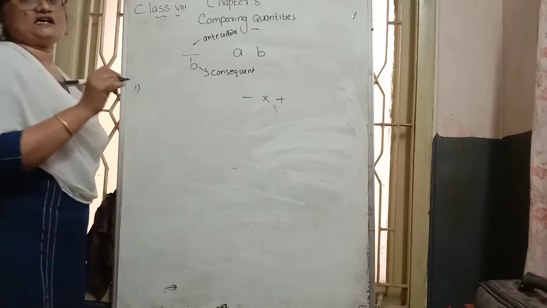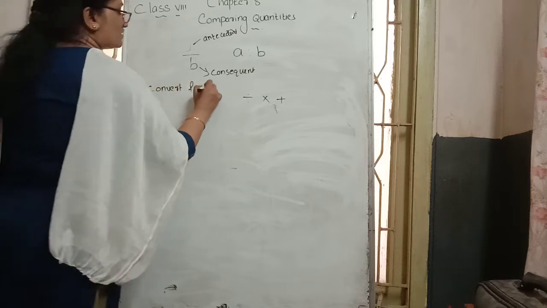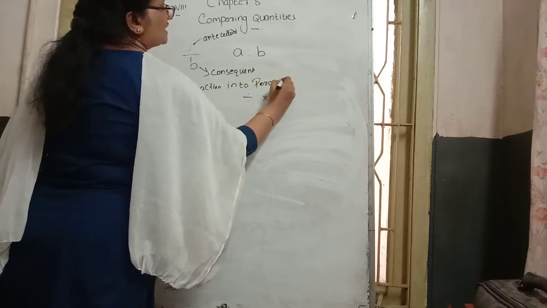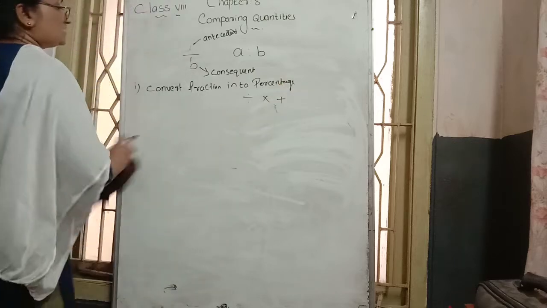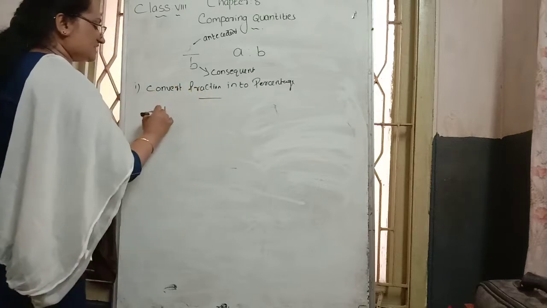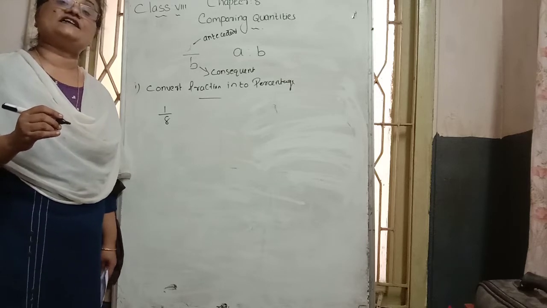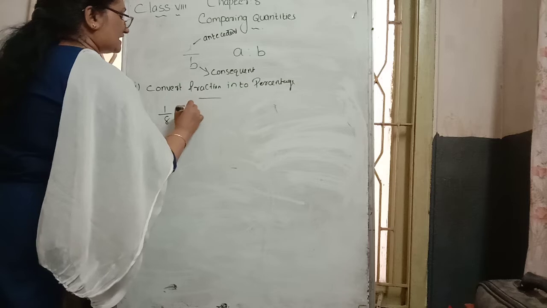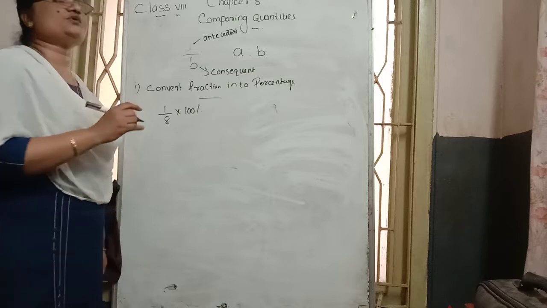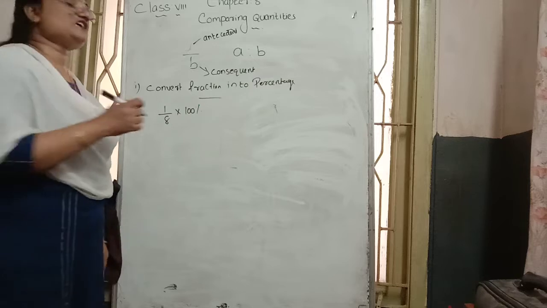There are 6 types. How to convert a fraction into a percentage? That means in a question a fraction is given. How to convert to a percentage? Multiply the given fraction with 100 percent. Then cancellation is possible. So when a fraction number is given, to convert to a percentage, multiply with 100 percent.